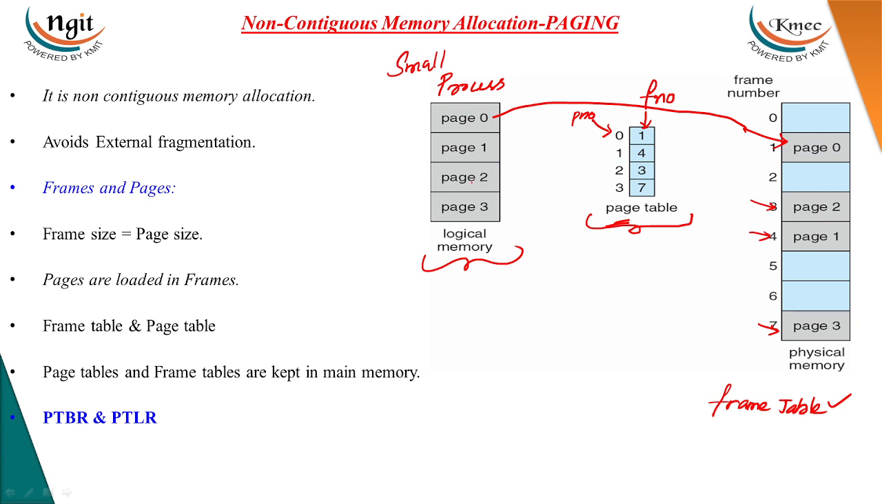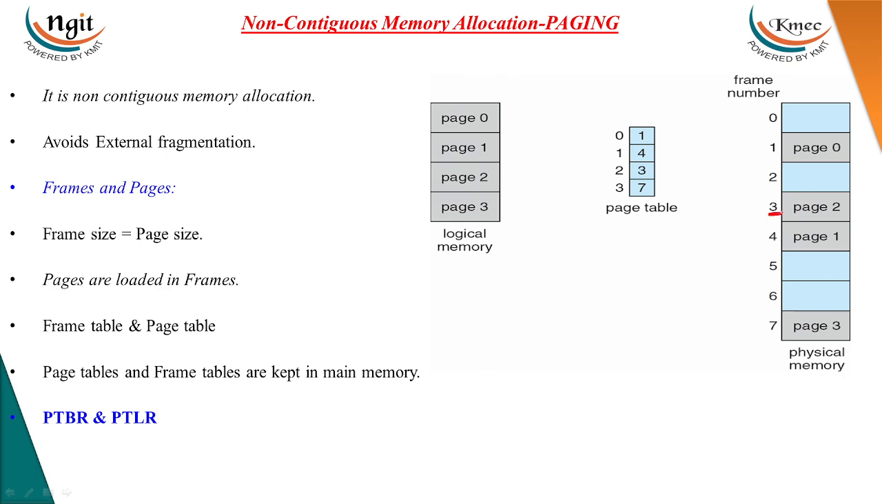That means 0, 1, 2, 3. Assume that there is a process, and it is divided into 4 pages, p0, p1, p2, p3: page 0, page 1, page 2, page 3. Now page number 0 is stored at frame number 1, and page number 1 is stored in frame number 4. Page number 2 is stored in frame number 3, and page number 3 is stored in frame number 7. Clear?